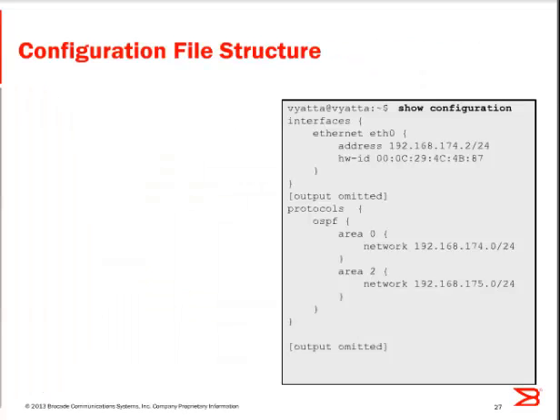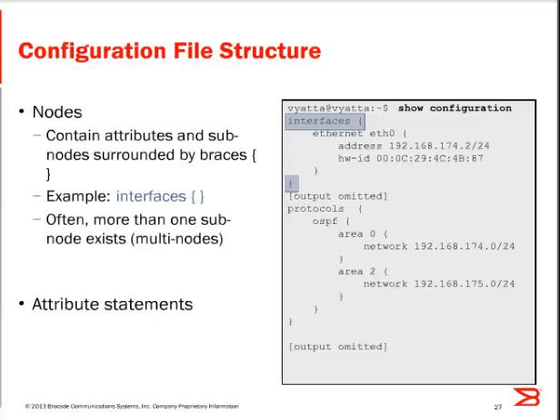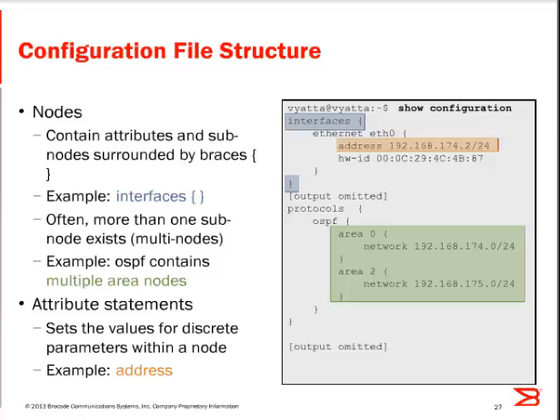Now let's take a moment to look more closely at the configuration file itself. Within a vRouter configuration file, there are two kinds of statements, nodes and attributes. Nodes are like containers. They contain attributes and other nodes surrounded by braces. For example, in the configuration at the right, the interfaces node is highlighted in blue. Often a node will contain more than one subnode of a given type. We call those multinodes. For example, the OSPF configuration contains multiple area nodes. Attributes are used to set the values for discrete parameters within a node. For example, the address for the Ethernet interface is an attribute of the interface node.